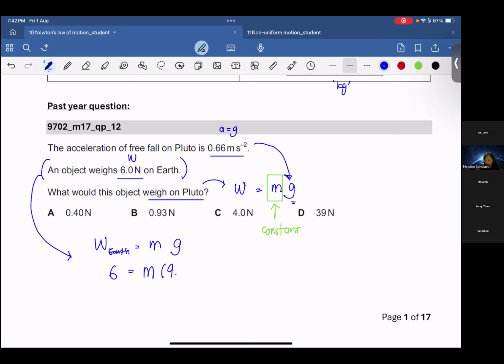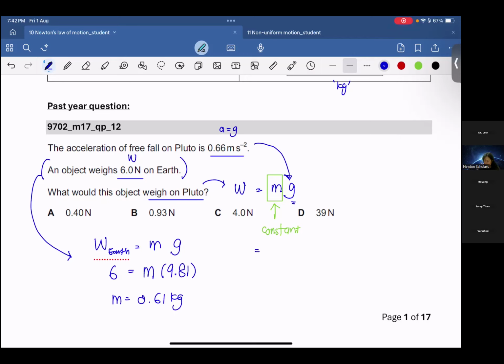Okay. On our Earth, it will be 9.81 meters per second squared. So here, your mass should be 0.61 kg. This mass won't be changed, so we have to substitute it.